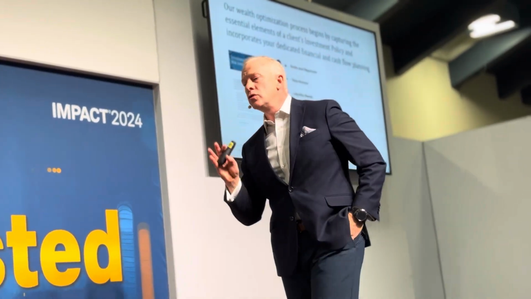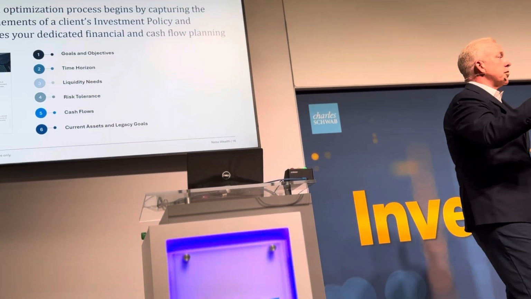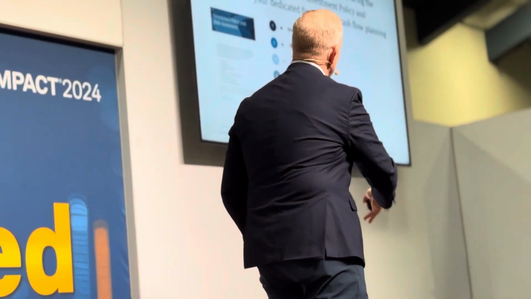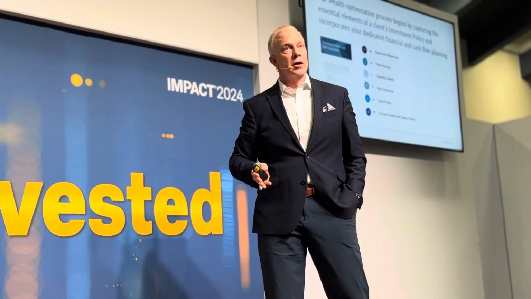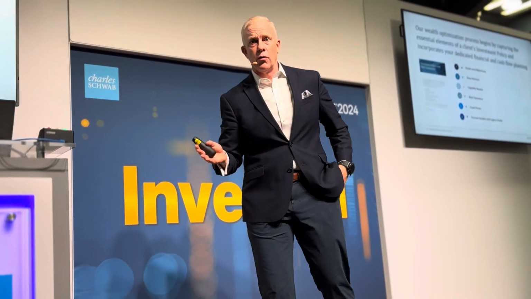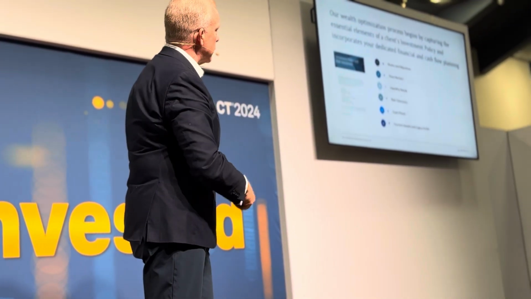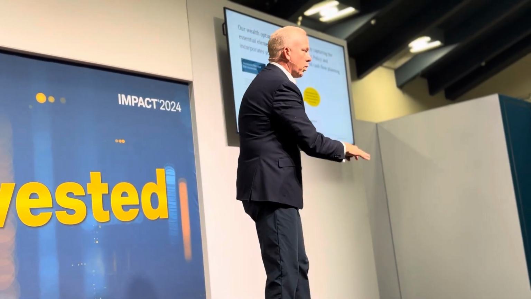Number one, to do wealth optimization, we have to take in client information. We need to know what their goals and objectives actually are. We have to account for their time horizon, how far away they have from their goals. We need to make sure we understand their liquidity needs. Notice that risk tolerance is part of this equation. We don't throw it out the window. We want to incorporate it into the optimization. We have to account for cash flows and we have to account for their current assets and legacy goals. Risk tolerance is important, but it's not the only variable.